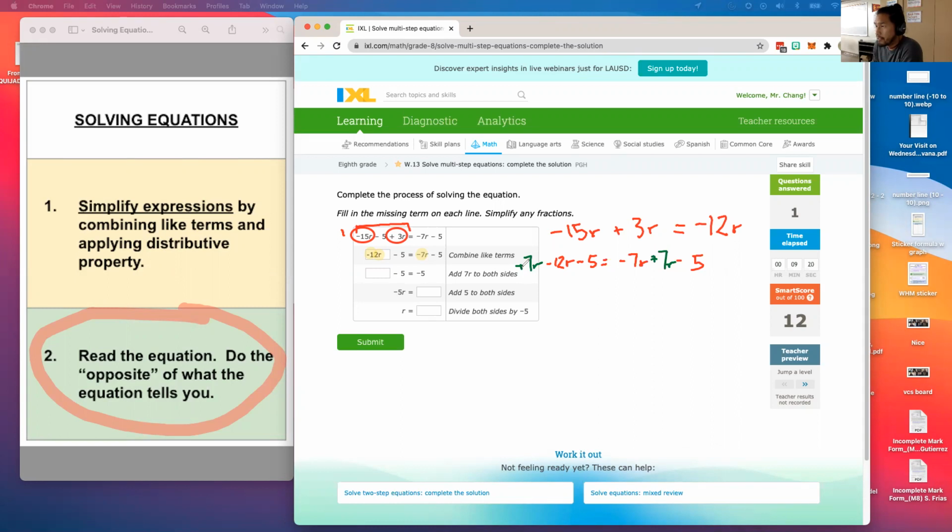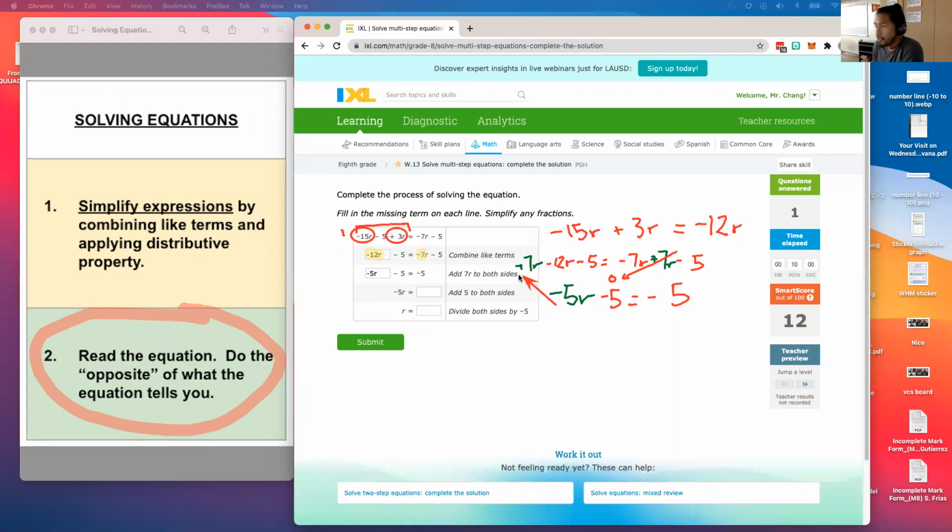And when I do that, positive 7r minus 12r is minus 5r, minus 5 equals minus 7r plus 7r. Again, you should recognize these as a zero pair. They cancel each other out. It's just 0. So we got rid of it. And so we have in this next box minus 5r minus 5 equals negative 5.